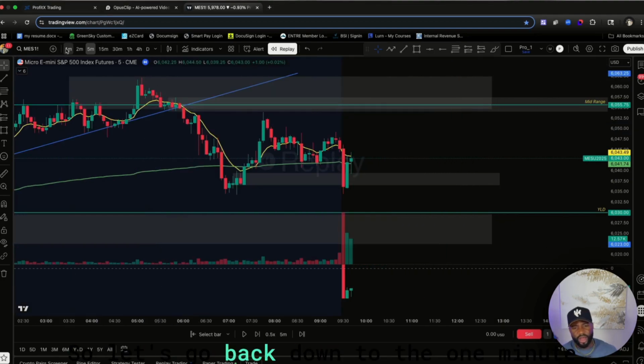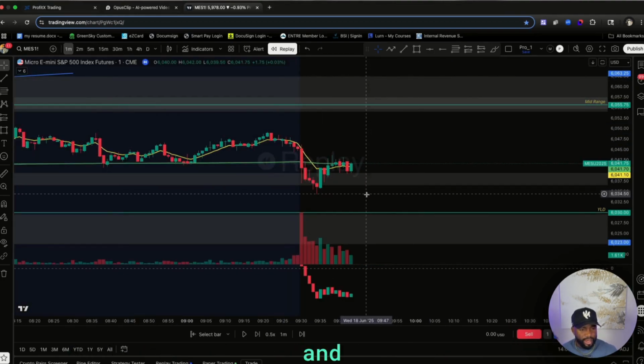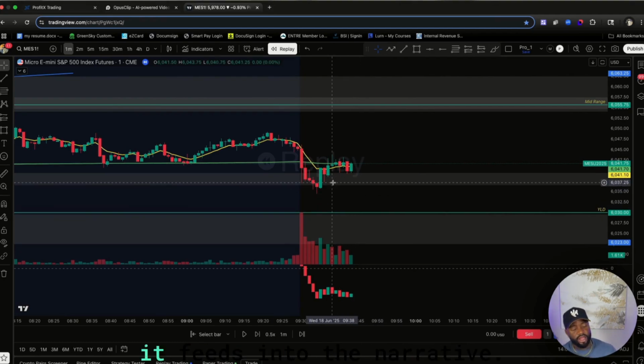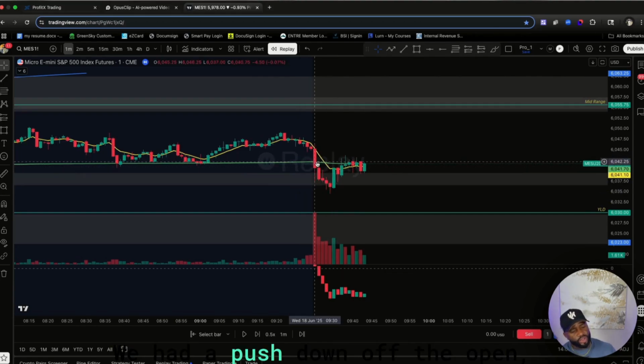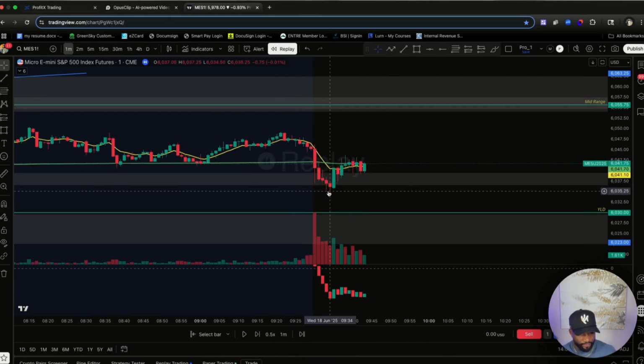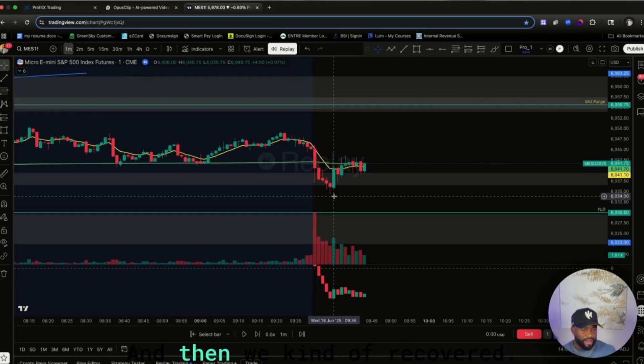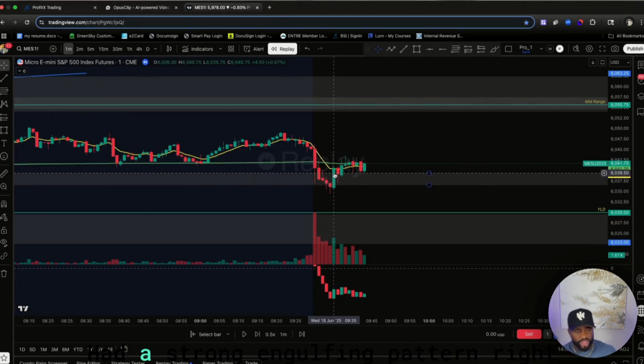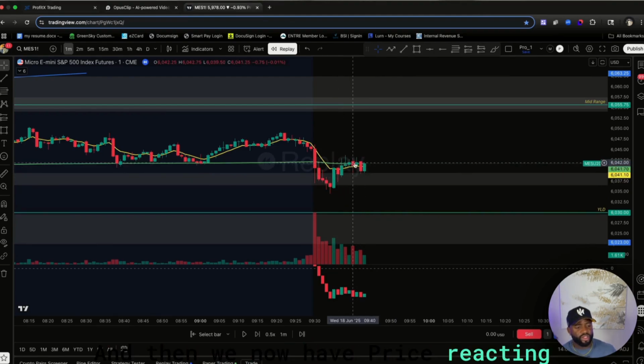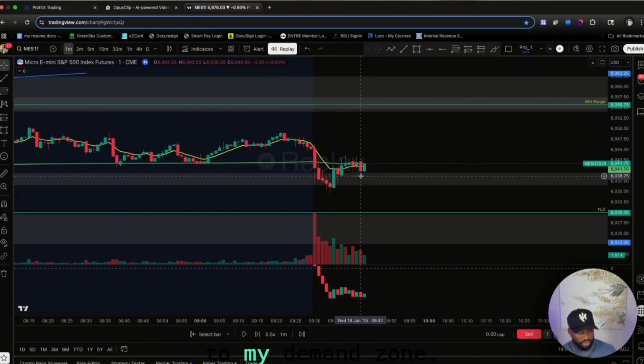Cool. So let's go back down to the 1 minute, and the setup right here feeds into the narrative. We want to go from zone to zone. We had a push down off the open, and then we kind of recovered, had a strong engulfing candle right here. And then we now have price reacting to my demand zone.